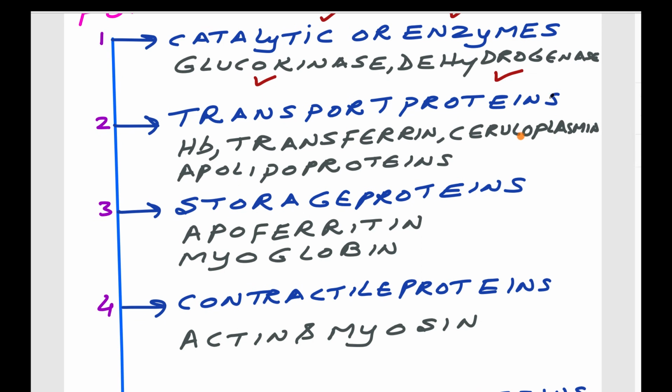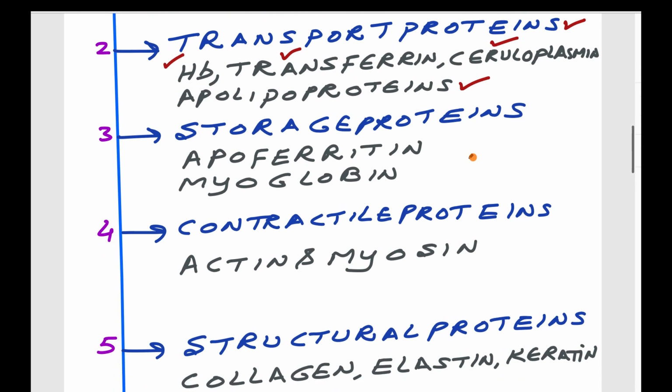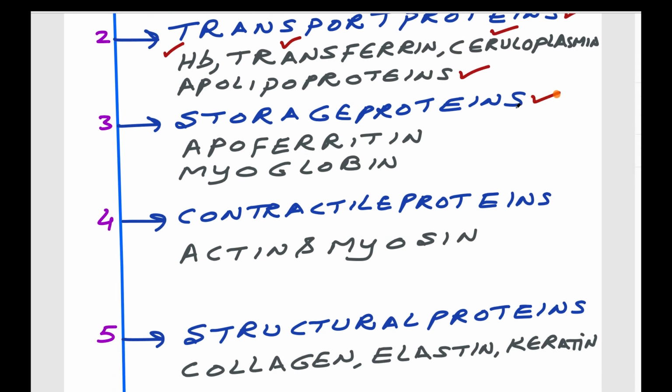The second one is transport proteins. Those proteins are involved in the transport function. Hemoglobin in the transport of oxygen and carbon dioxide. Transferrin transfers iron. Ceruloplasmin, copper. Apolipoproteins, various lipids. The next one is storage proteins. They are apoferritin, which stores iron, and myoglobin, which stores oxygen in the muscles.